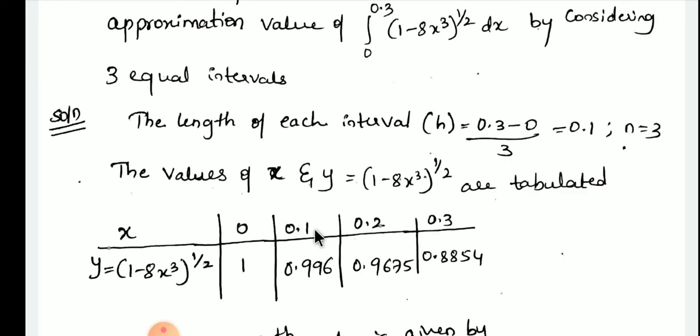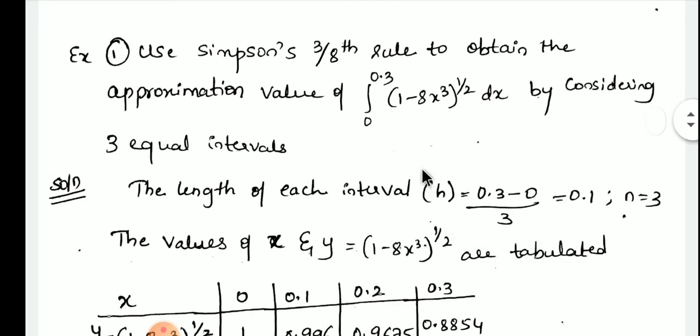Therefore 0.1. When I apply x is equal to 0.1, I'll get y is equal to 0.996. Next, after 0.1, 0.2. Similarly, apply x is equal to 0.2, you are going to get 0.9675 as the answer. Next, x is equal to 0.3, then you are going to get y is equal to 0.8854. For the corresponding value of x, we are going to get the y. The y values stop only at 0.3 because the interval ends with 0.3.